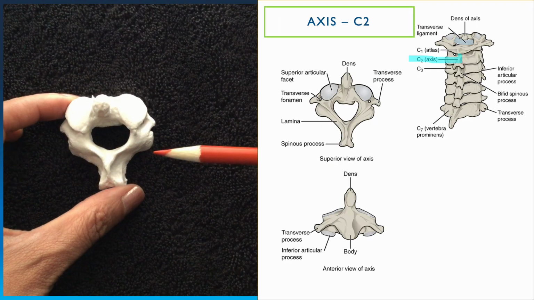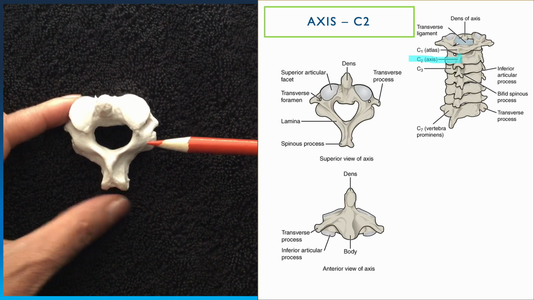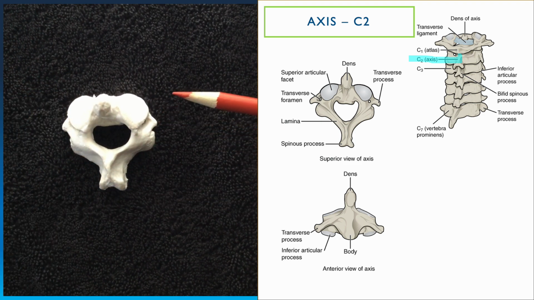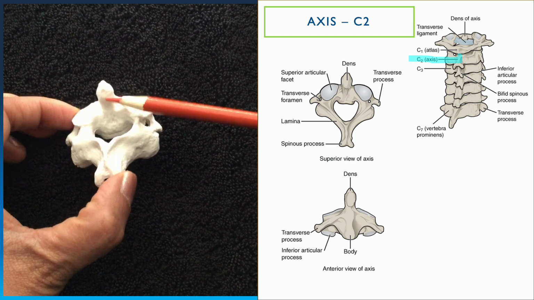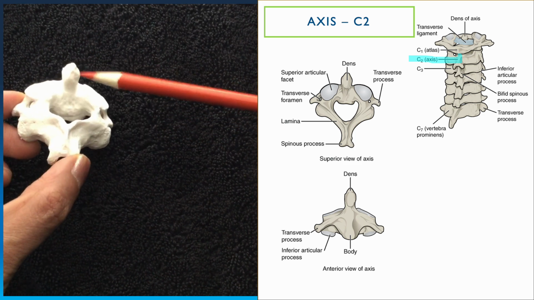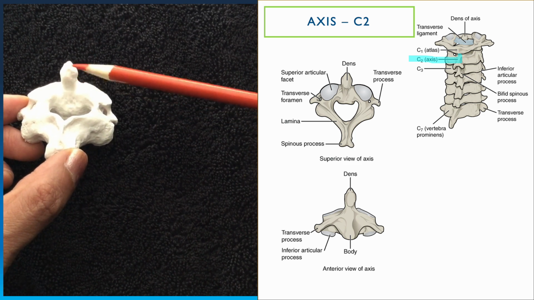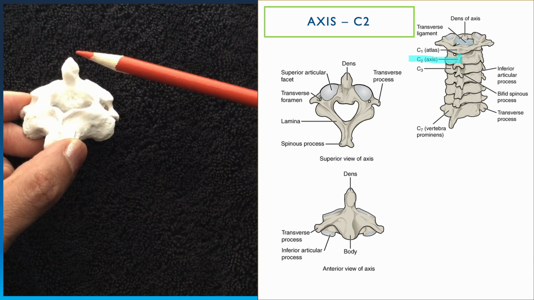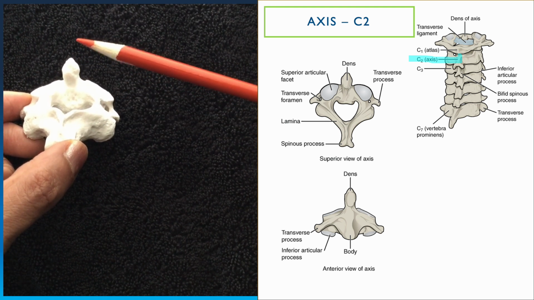This is the axis, C2, cervical vertebra 2. As you can see, it looks very different than your typical vertebrae because it's got this distinguishing feature, which is the dens. Now, this looks like a tooth, right? Sticking out, a projection. So it's also called the odontoid process.